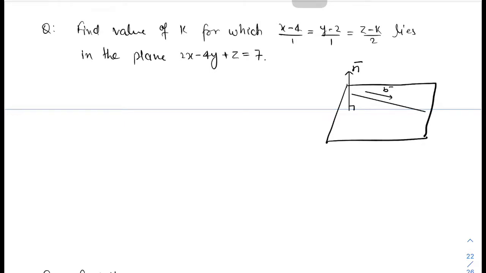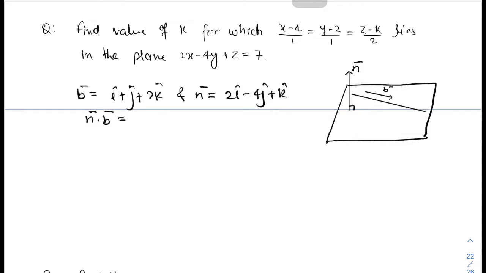Okay, so let us check what is b. It's i cap plus j cap plus 2k cap, and our normal vector is 2i cap minus 4j cap plus k cap. So what is n dot b? It is 2 minus 4 plus 2 equal to 0. It means our normal vector and the parallel vector of the line are perpendicular, so the line is in the plane.